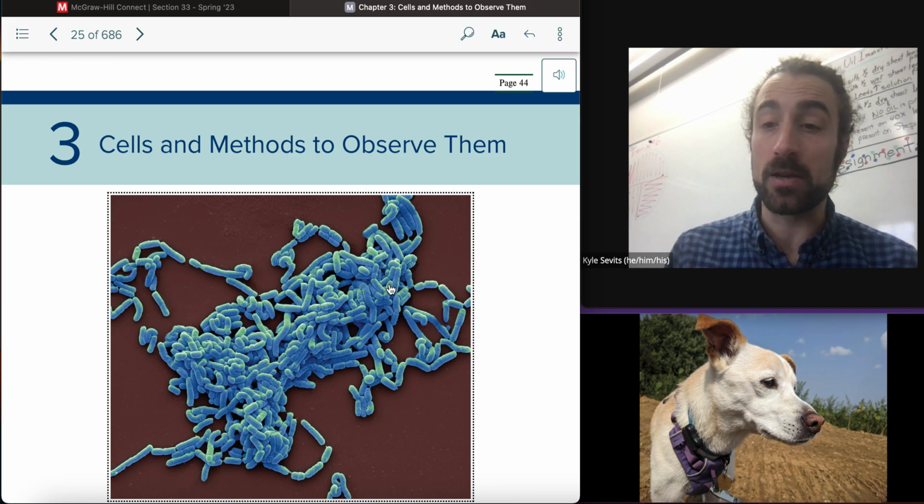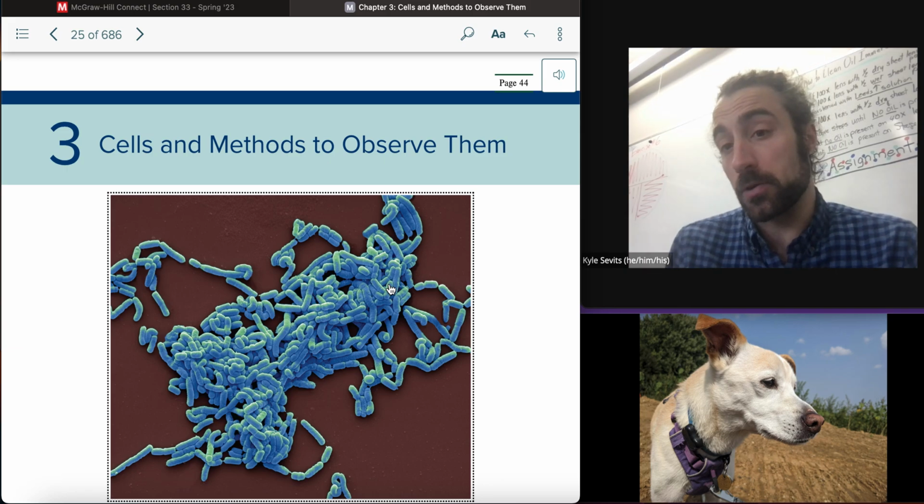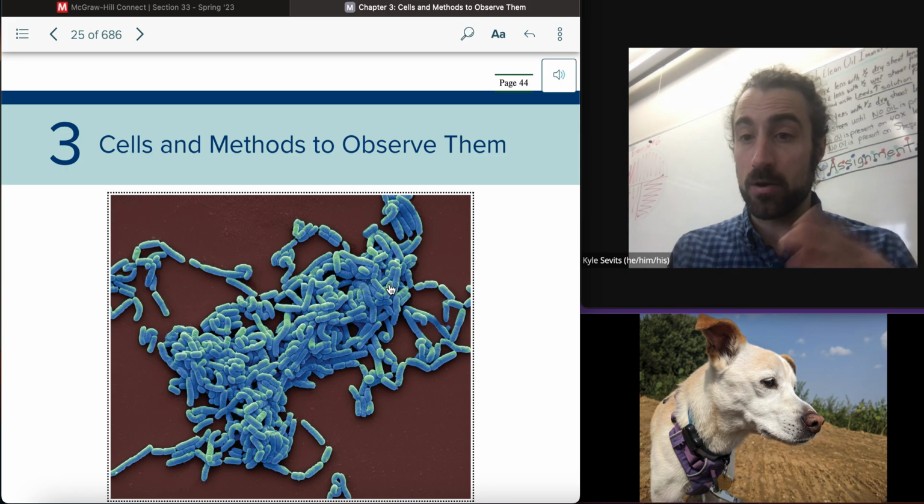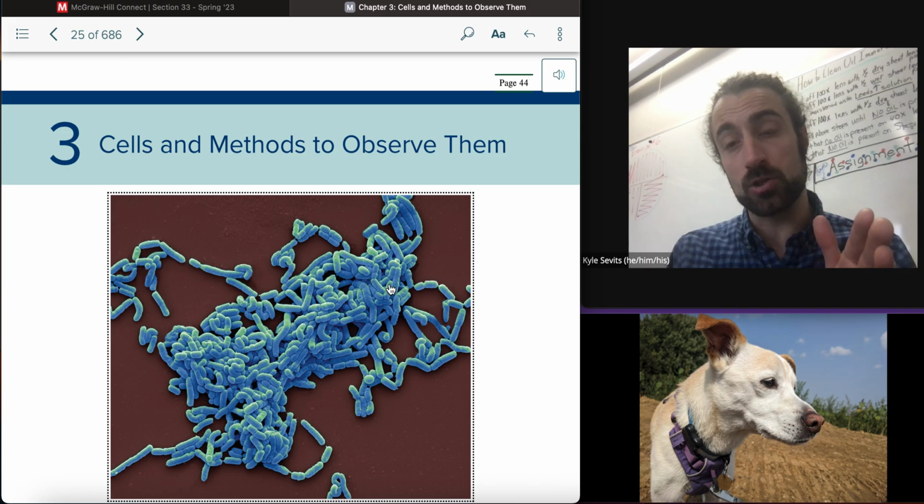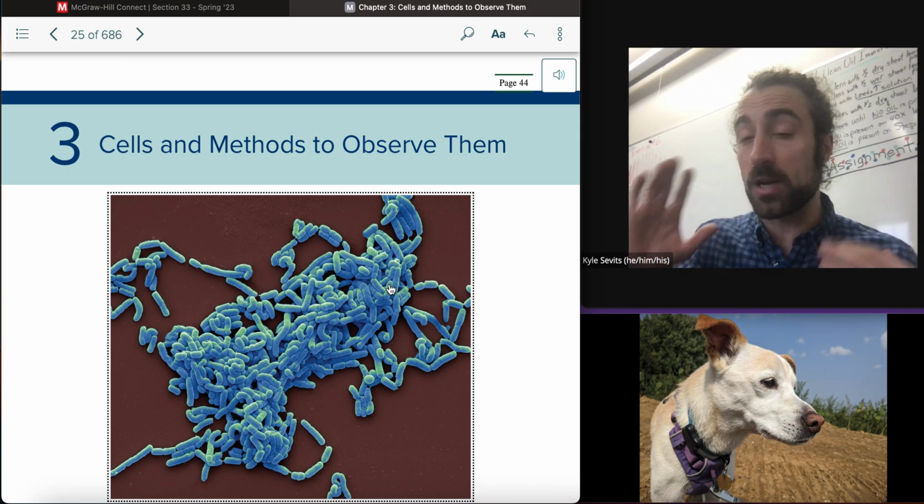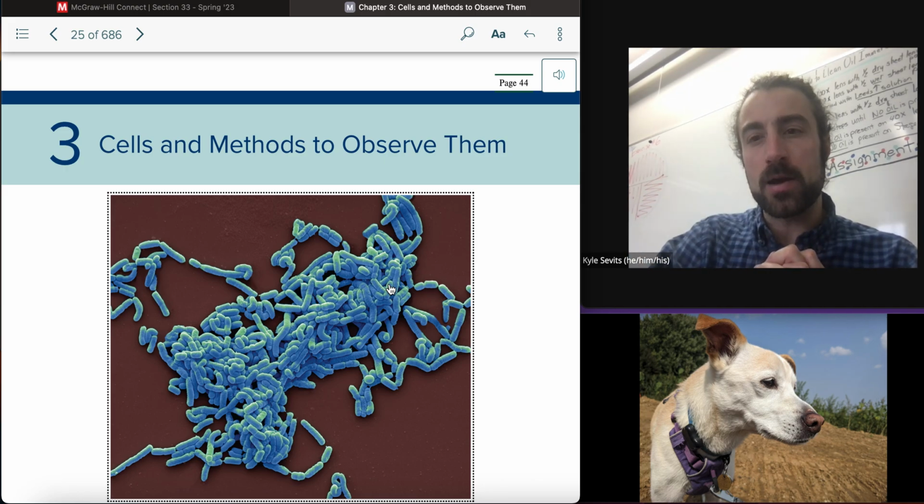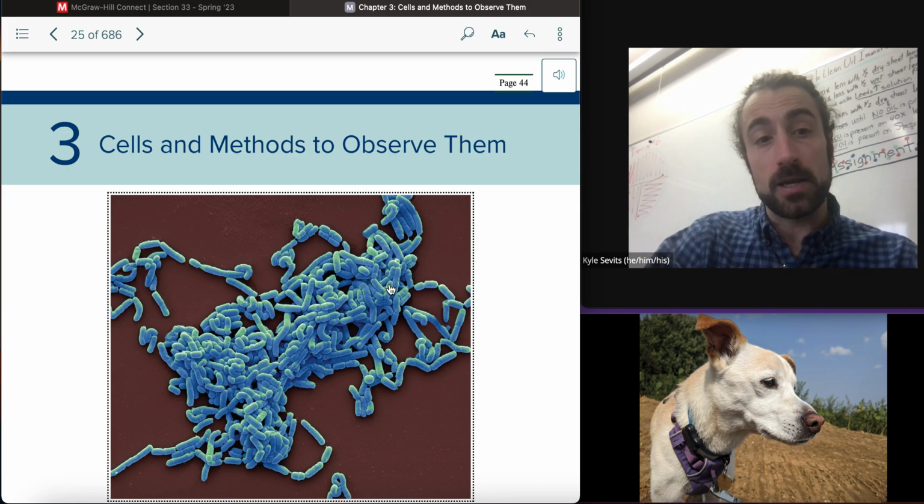Chapter 3 in our textbook for microbiology is called Cells and Methods to Observe Them, so cells and microscopes are going to be your main focus here. We'll look through the chapters, and then I'll let you go watch some videos to recover most of, hopefully, the information that you learned back in biology. Get those things top of mind before you dive into the textbook itself.